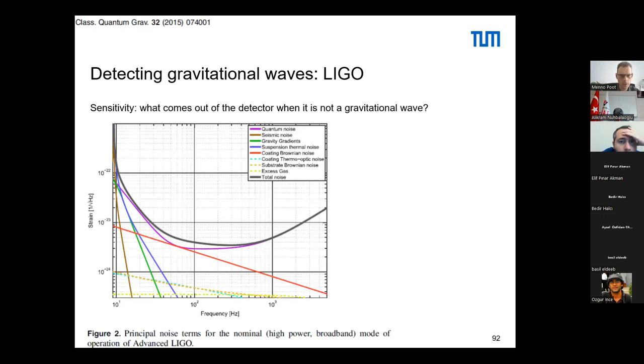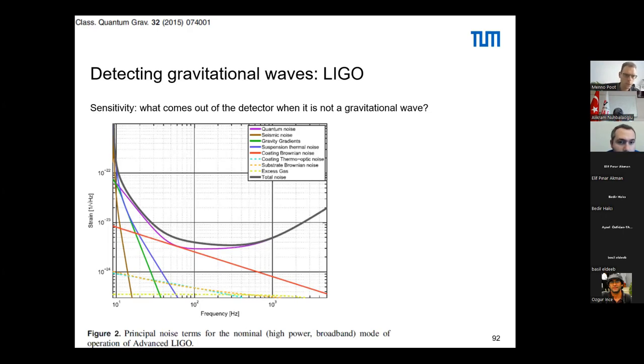So in other words, we are now looking at the power spectral density of these relative length changes that they have. And then on the horizontal axis, you see the frequency. At different frequencies, there will be different contributions to the spectrum, and those are indicated by the different colors of the curve. And then the dark gray curve is actually the combined total noise that you have.